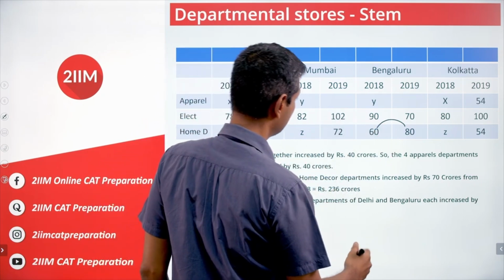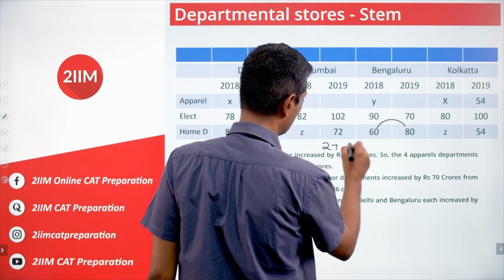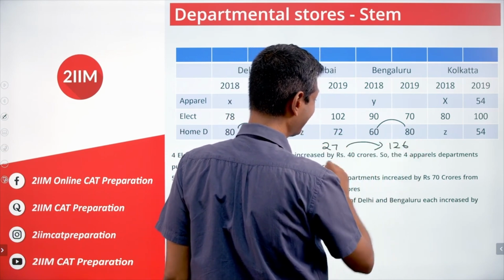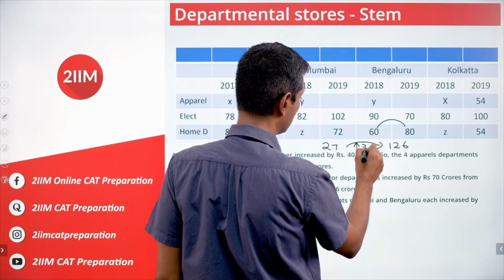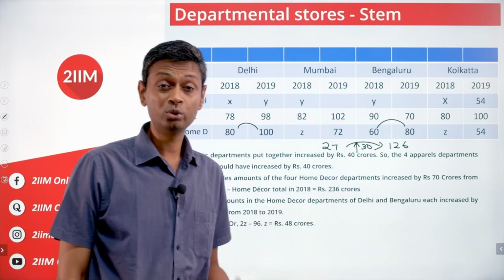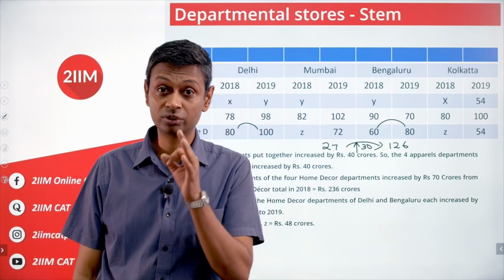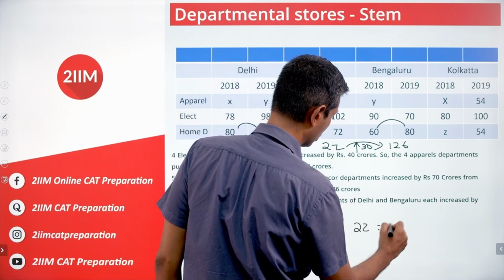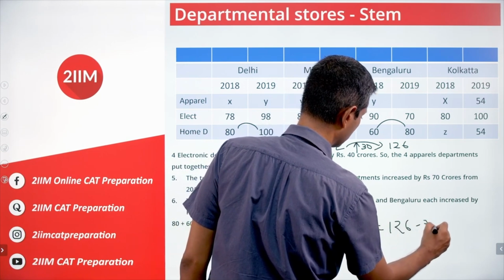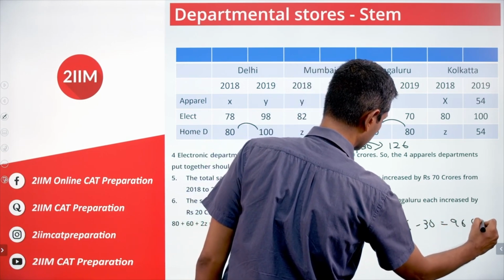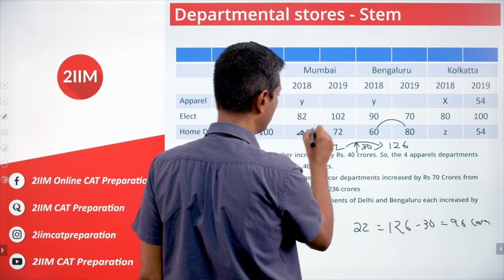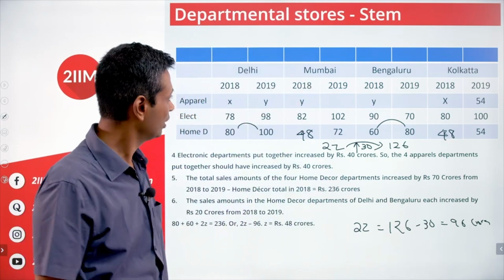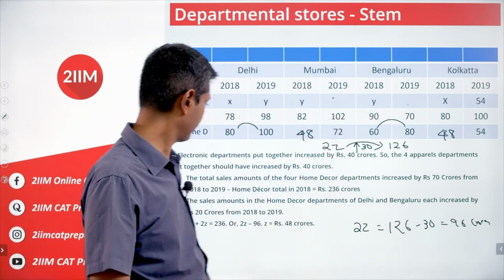The 2018 numbers are Z and Z. So 2Z increasing to 72 plus 54, which is 126. Increasing to 126 is an increase of 30 crores. So 2Z becoming 126 is an increase of 30 crores. Or 2Z is 126 minus 30, which is 96 crores. Or Z is 48. Of our 3 variables, we've already found one, 48 and 48. We still have some gaps. We'll get there when we get there.